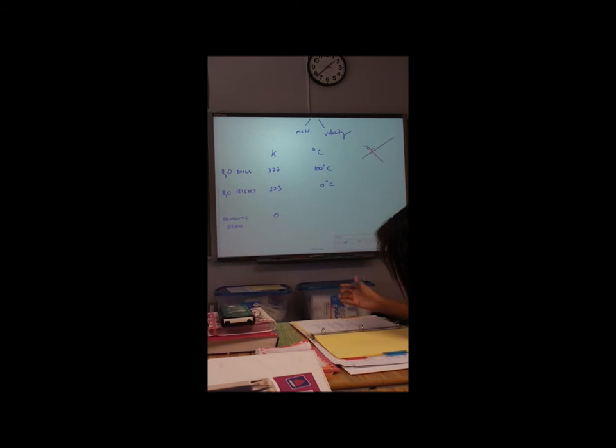So absolute 0 on the Celsius scale is negative 273. It's actually negative 273.15, but we won't concern ourselves with the 0.15.